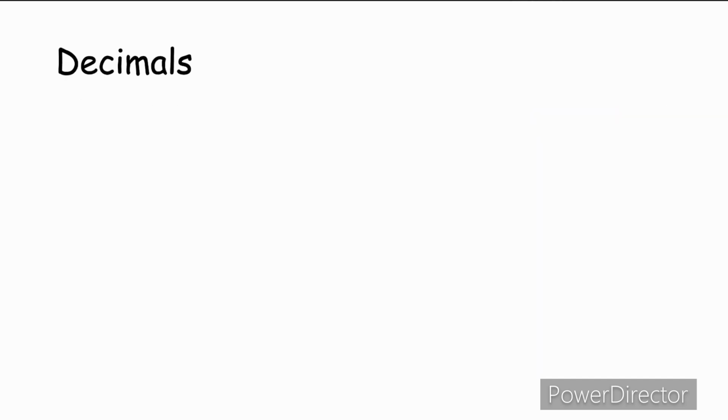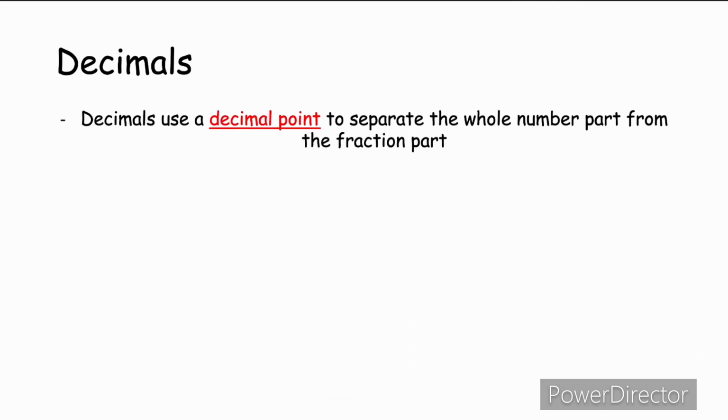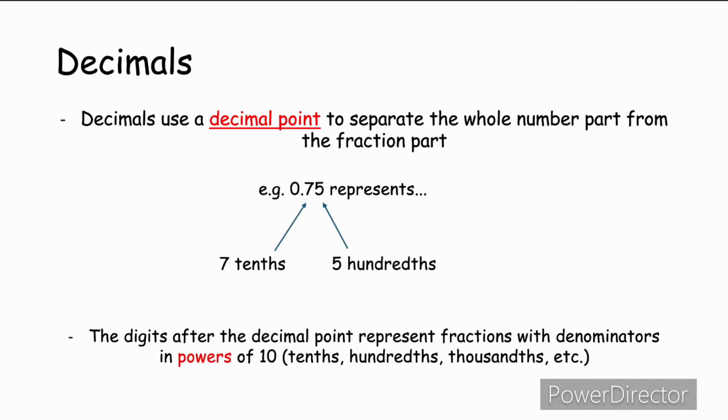Decimals are another way of showing parts of a whole. They use a decimal point to separate the whole number part from the fraction part, instead of writing the numbers one on top of the other, like fractions. For example, the decimal 0.75 represents 7/10 and 5/100. Every digit after the decimal point represents fractions with denominators in increasing powers of 10.